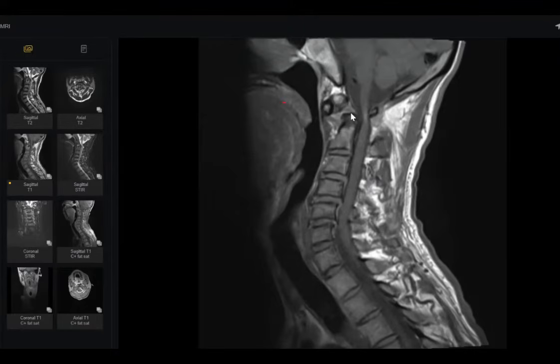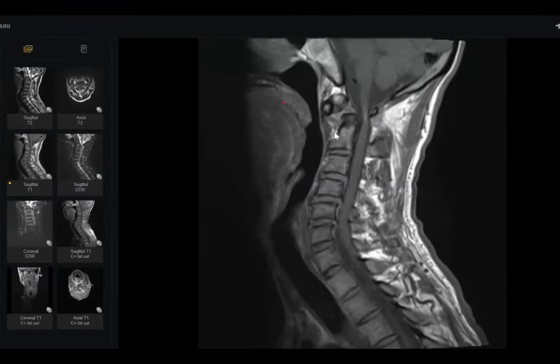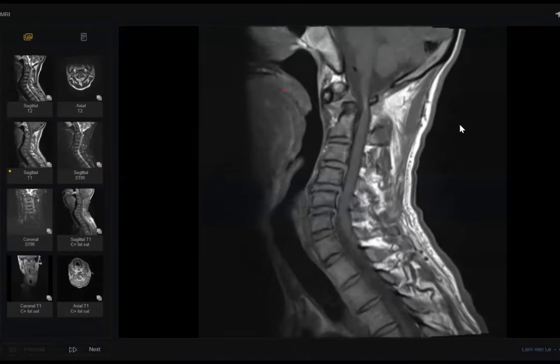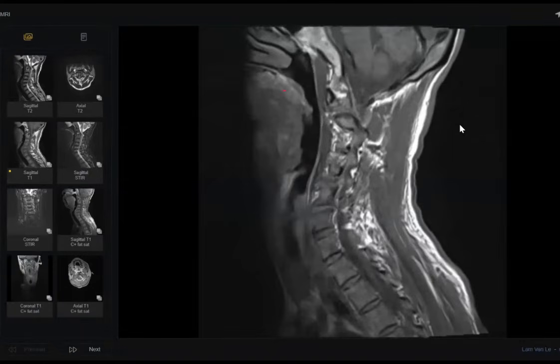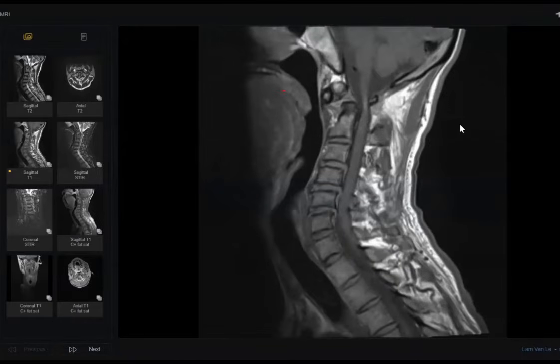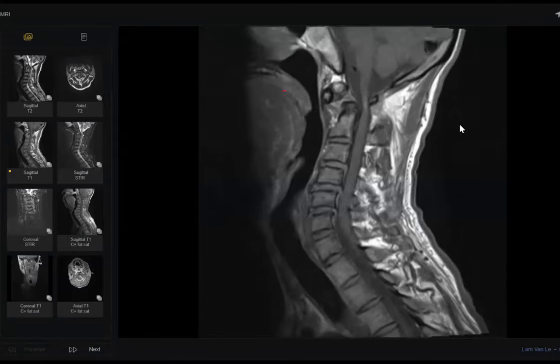What is the management? Sir, it is an urgent referral to surgery because it is causing compression upon the foramen magnum and also myelopathy of the cord. So it should be immediately referred to neurosurgery for management, most probably surgical, to relieve the compression upon the cord.